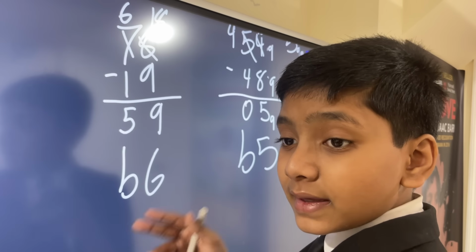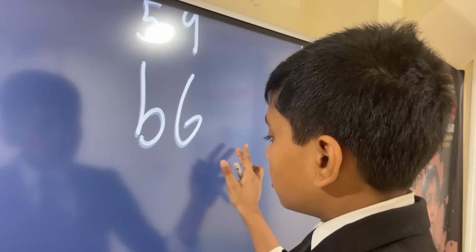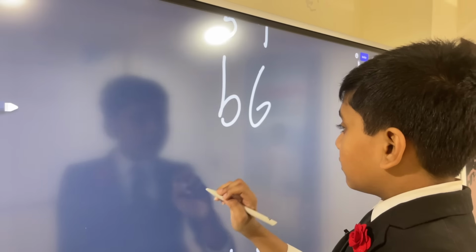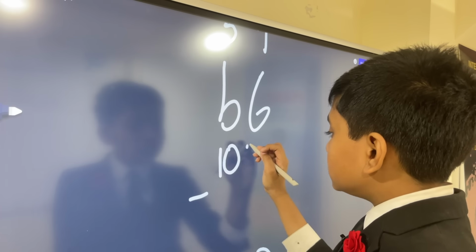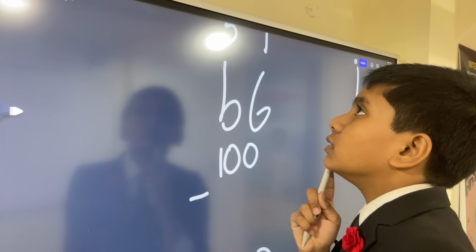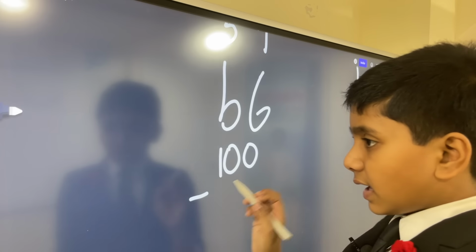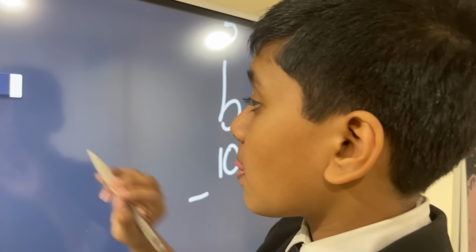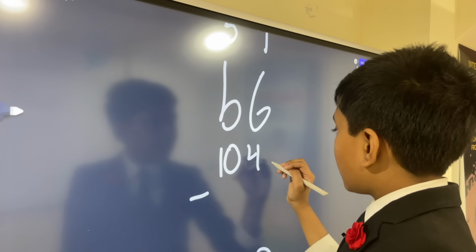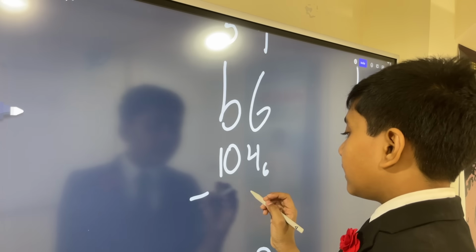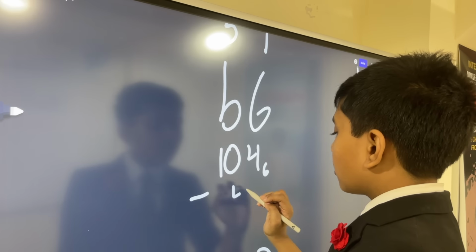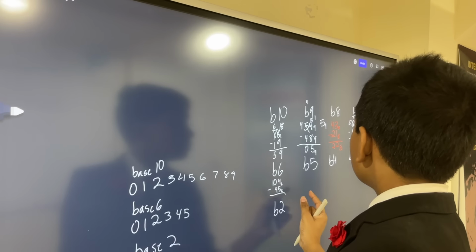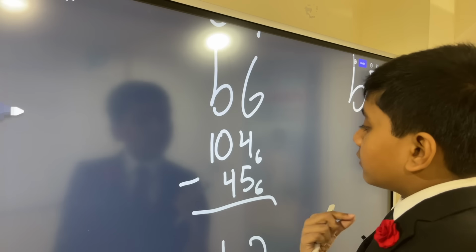Okay, so for base 6, I'm going to show you how you can basically bring things over. So, I know that sounds confusing. Let me show you. So, let's say we have 1,004 base 6, subtracting it from 45 base 6. So what can we do here?